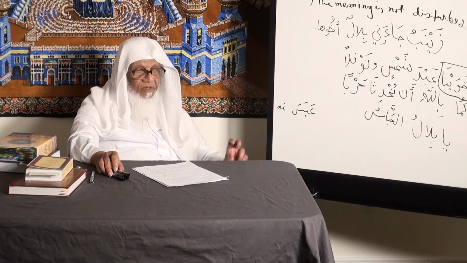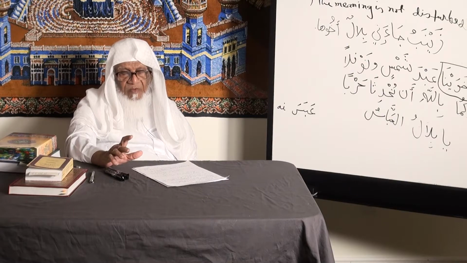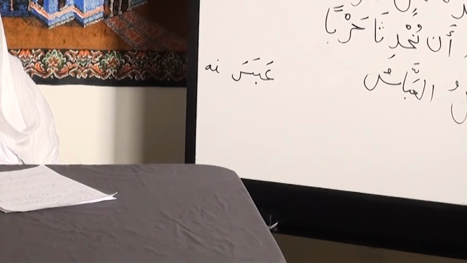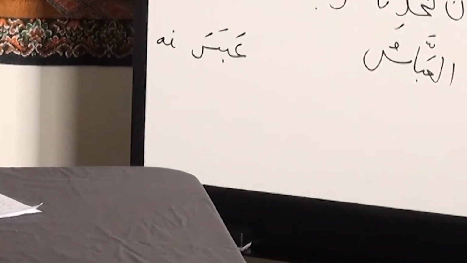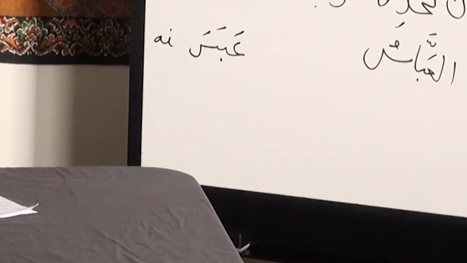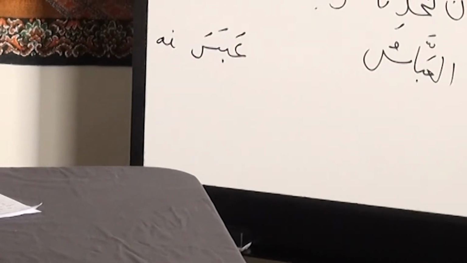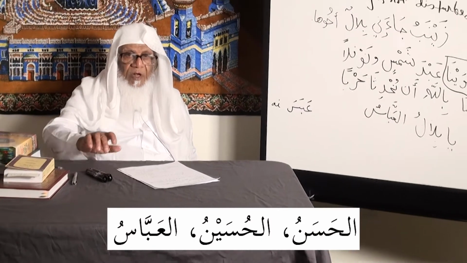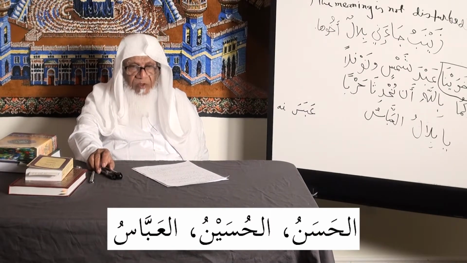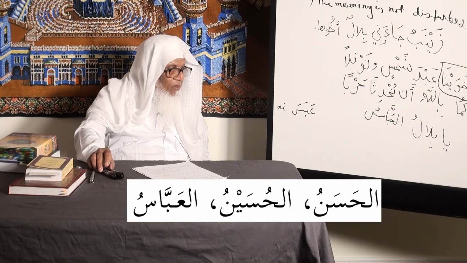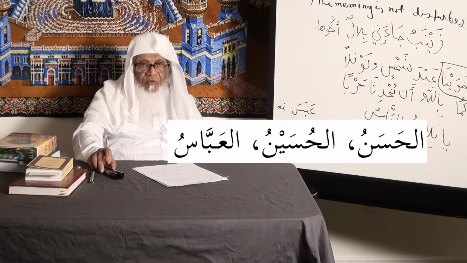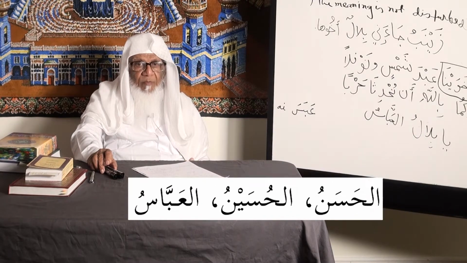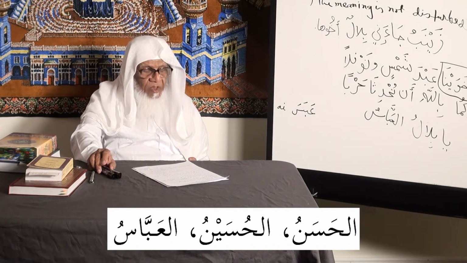Now al-Abbas, as we have seen in some selections from the glorious Quran, I had explained that certain proper names have Al, like Al-Hasanu, Al-Husaynu, Al-Abbasu. The Arabs have used Al with some of the proper names. We can't use it with any proper name we like.